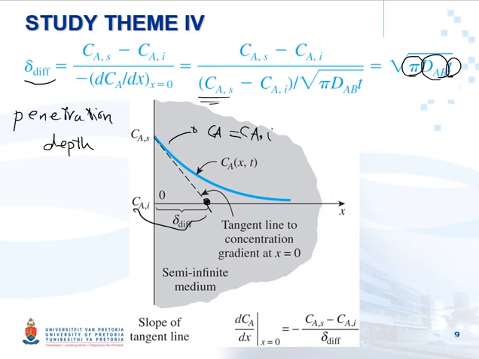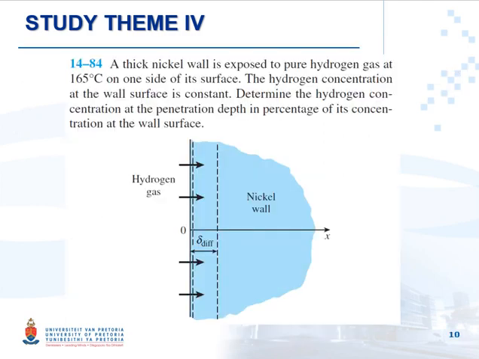Now let's solve an example and see if we understand it correctly. A thick nickel wall is exposed to pure hydrogen gas. The temperature is given. On one side, the hydrogen concentration at the wall surface is constant. Determine the hydrogen concentration at the penetration depth in percentage of its concentration at the wall surface. Okay, looks complicated, but actually it's very simple.